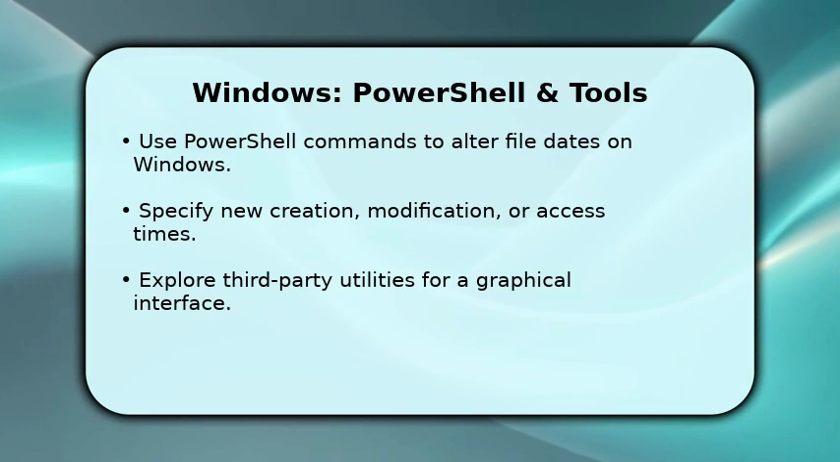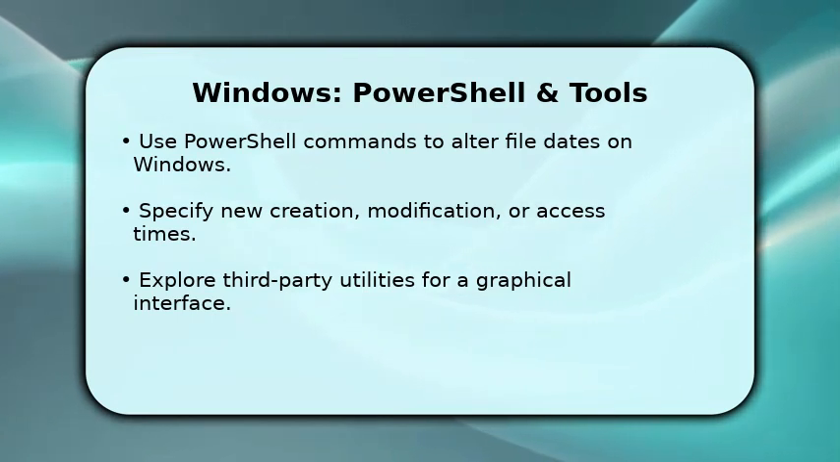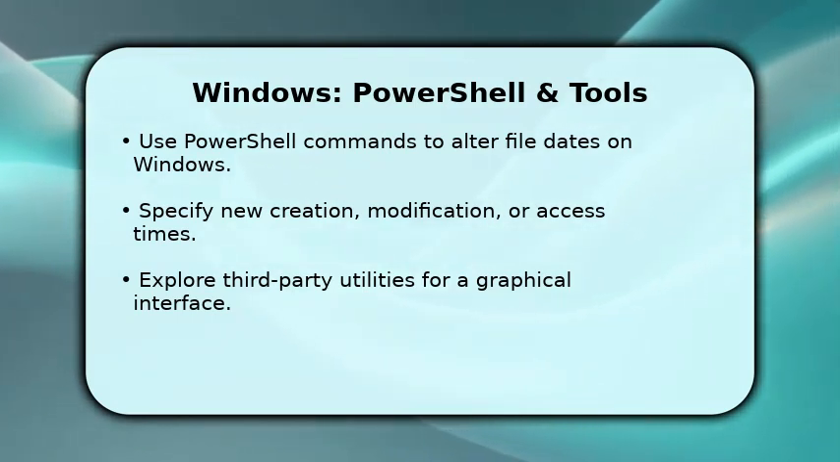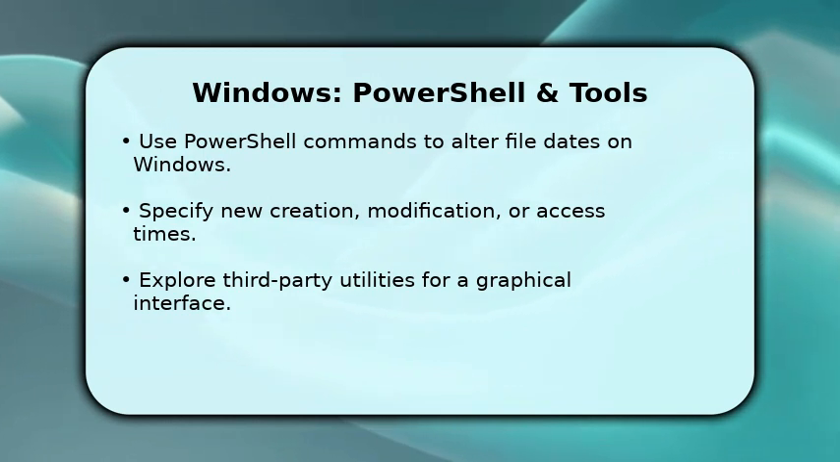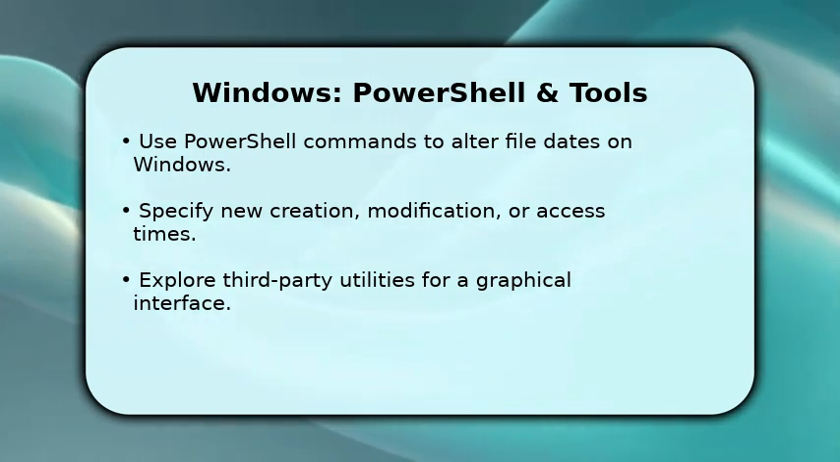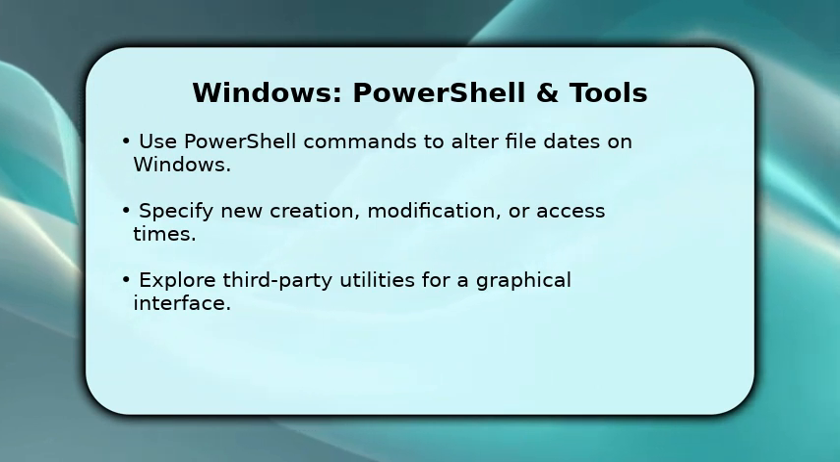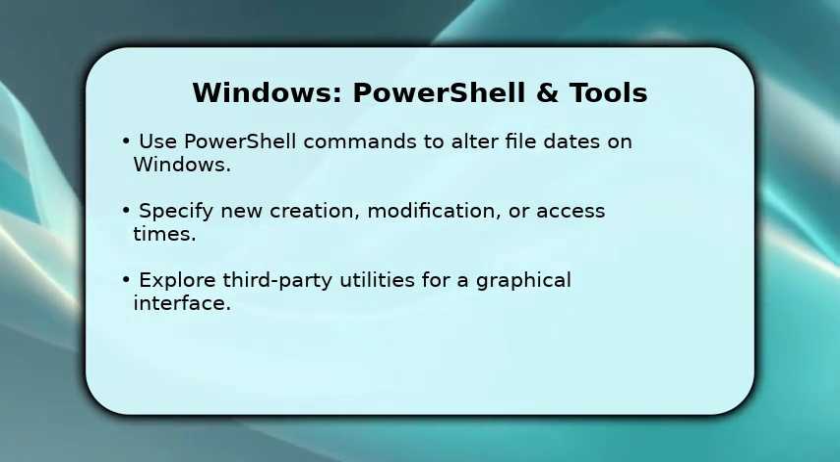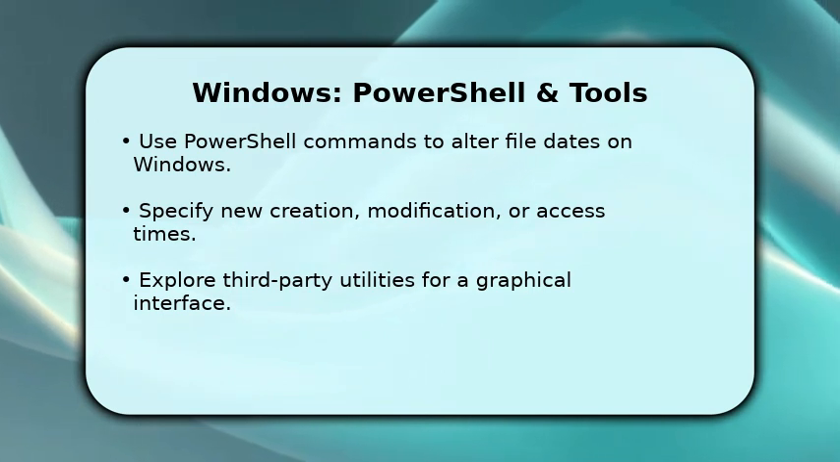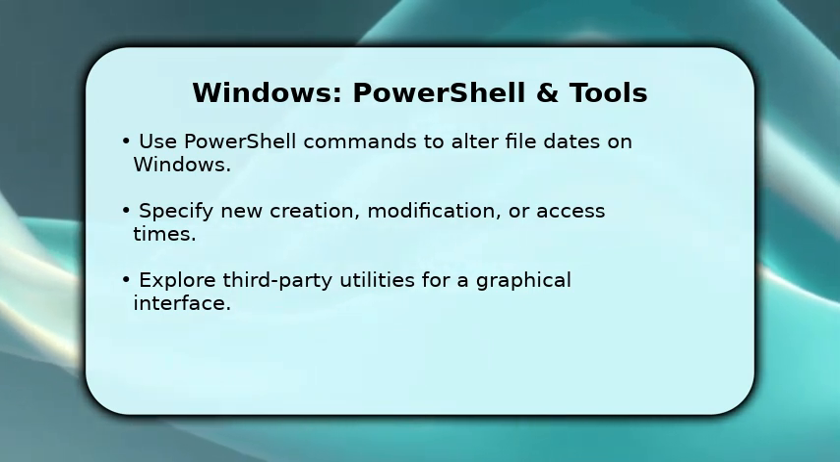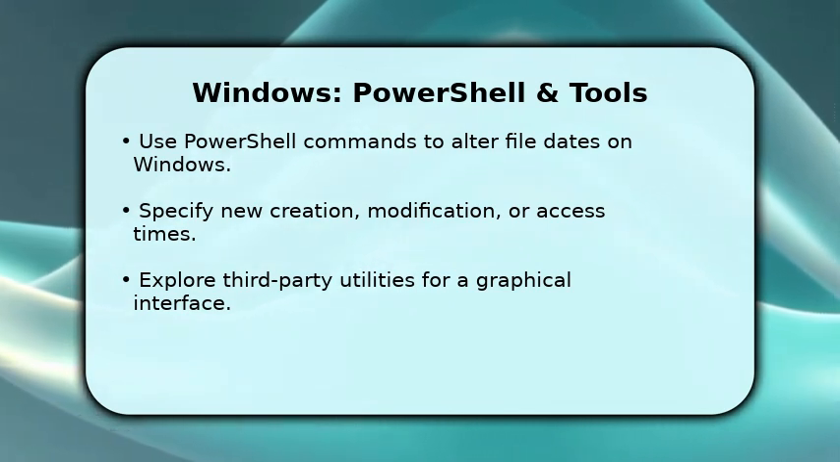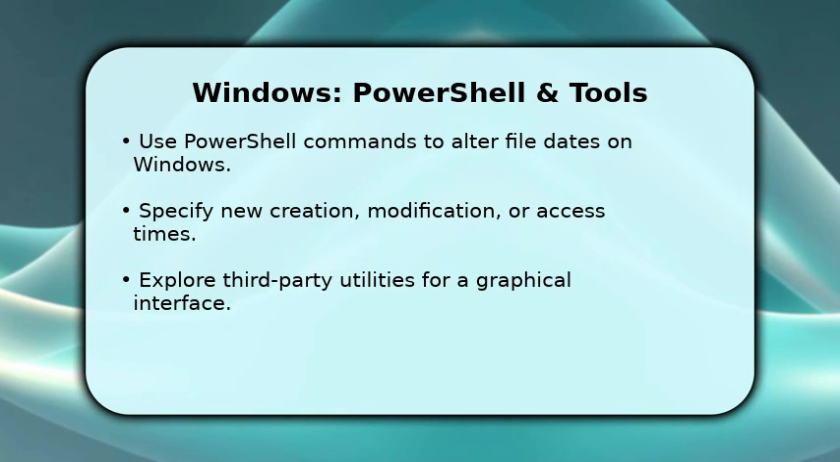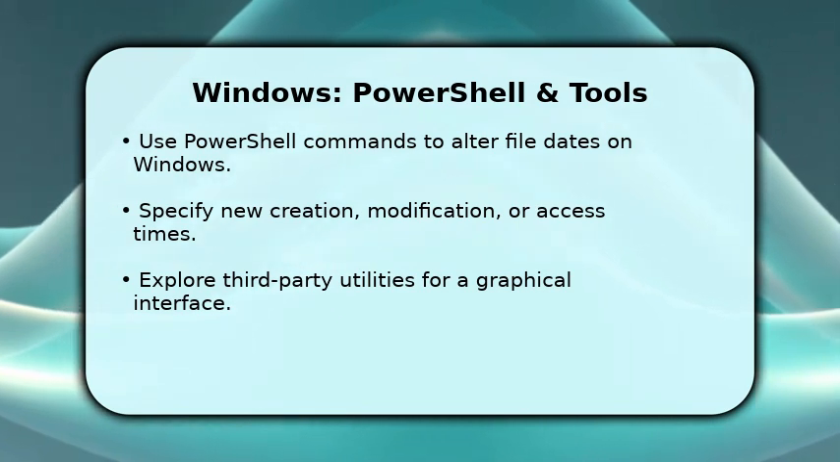For Windows users, PowerShell offers a powerful way to adjust file dates. You can use commands like Set-ItemProperty to precisely set the creation, last write, or last access time of any file. For example, you can change a file's creation date to a specific day, month, and year, down to the exact hour and minute. If you prefer a visual approach, several free third-party tools provide a user-friendly interface, simplifying the process with just a few clicks.